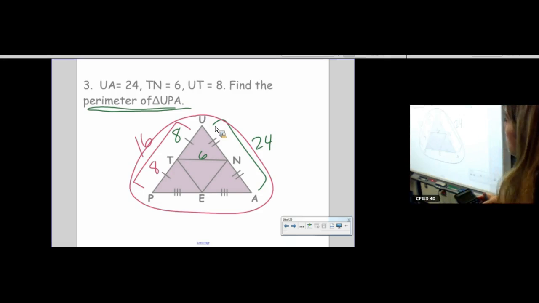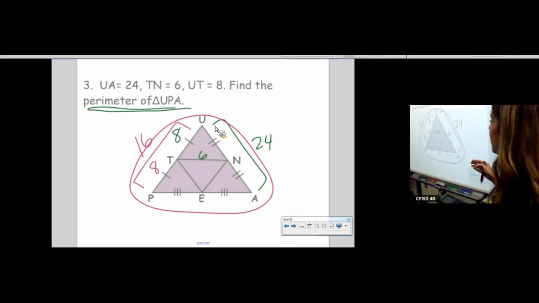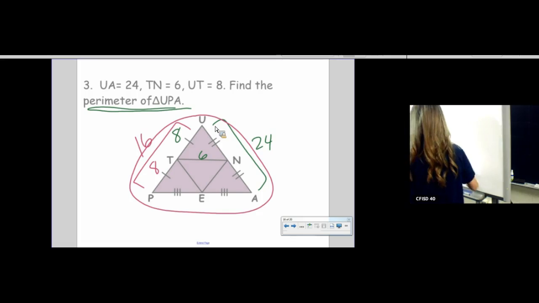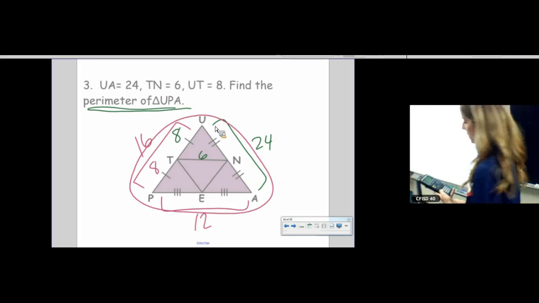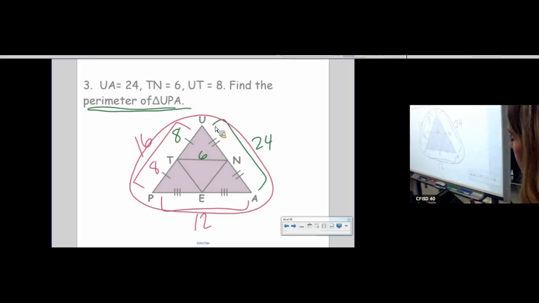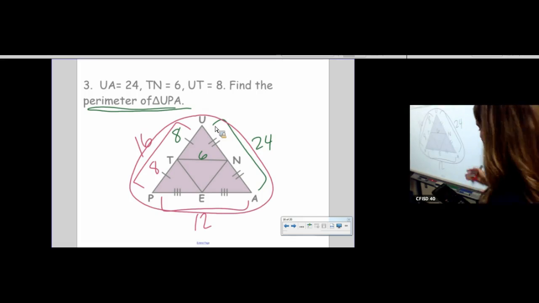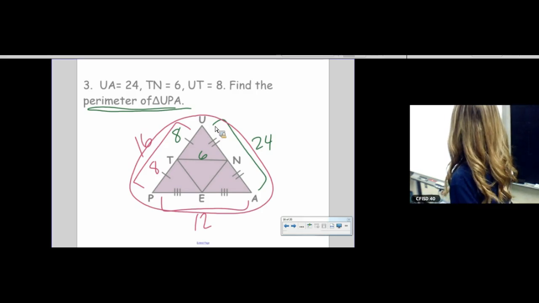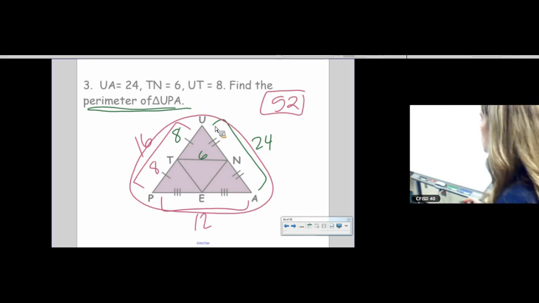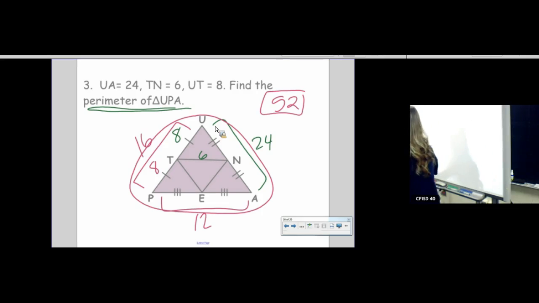Well, we can use his midsegment to help. TN is 6, so that makes PA double 6. It makes it 12. So 16 plus 12 plus 24. The perimeter is 52. Could we find the perimeter of TNE? Absolutely. Let's see if we can find that.